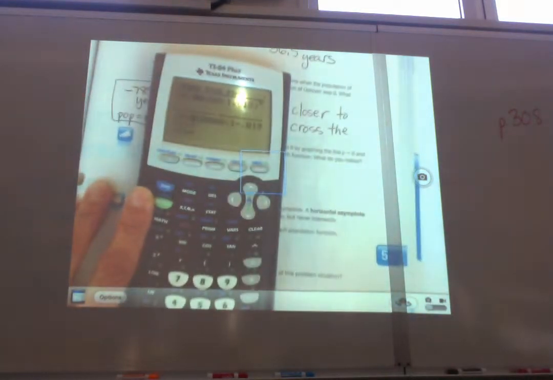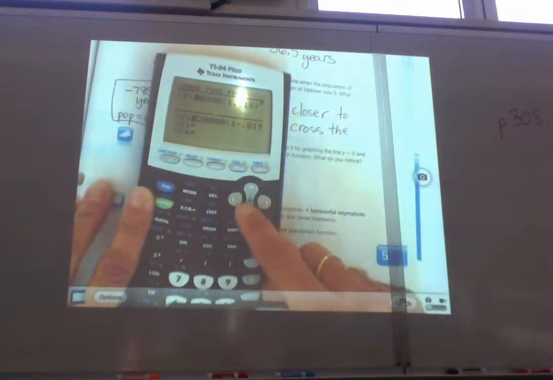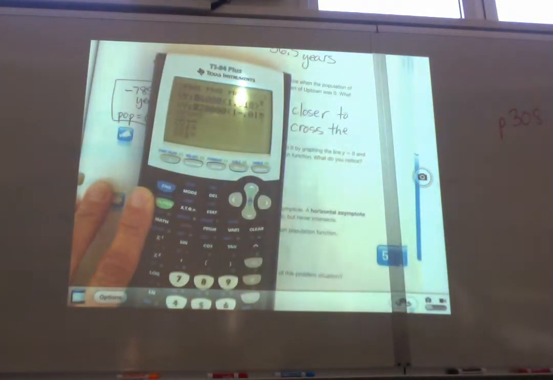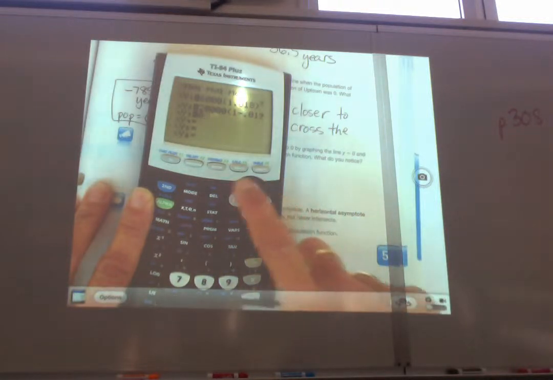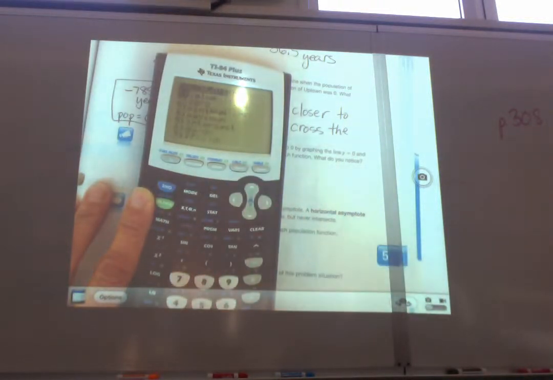Everybody go to y equals. We've got both functions in there. We'll leave them there. We'll go down to y3. Put in 0. Should have tried this from the start, yes? Okay. Second calc. Let's try intersect. First curve. Enter. Second curve. Enter. Guess. Enter.